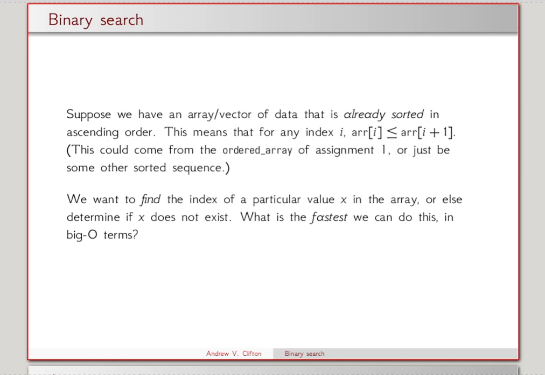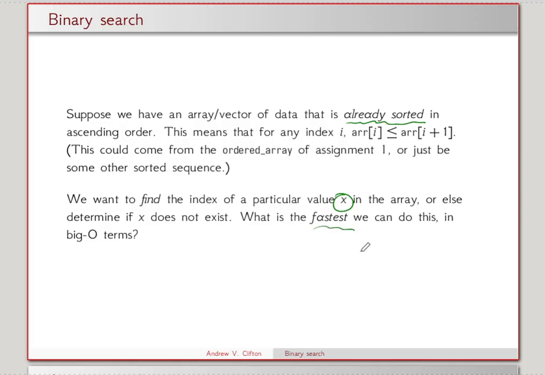All right. Hello, everybody. Before we dive into sorting, we're going to talk a little bit about binary search. Let's say that we have an array or a vector of data that is already sorted, like the ordered array from assignment 1, which is always sorted. We want to find the index of a particular value x in the array, or determine if x doesn't exist, if there are no x's in here.